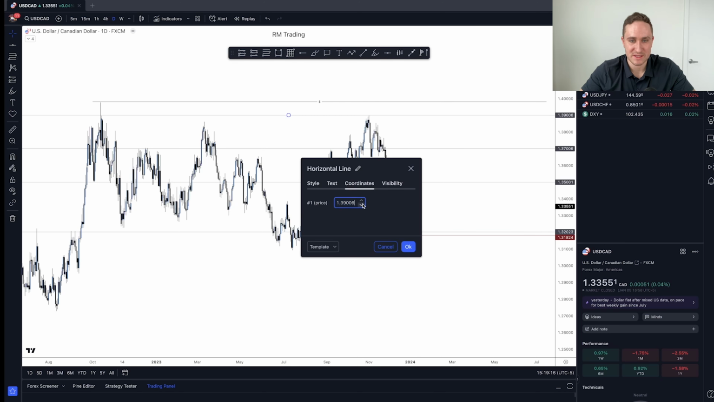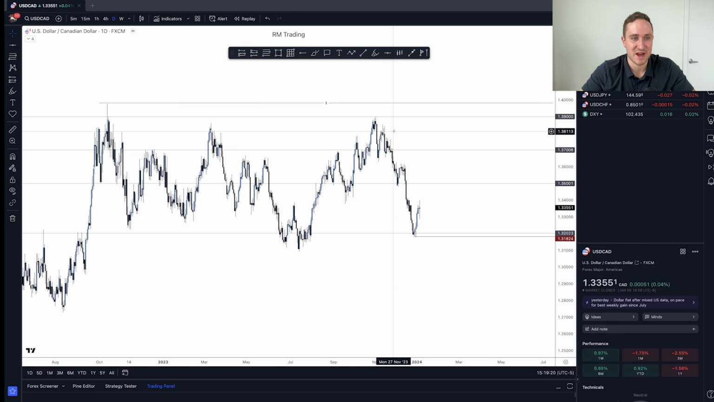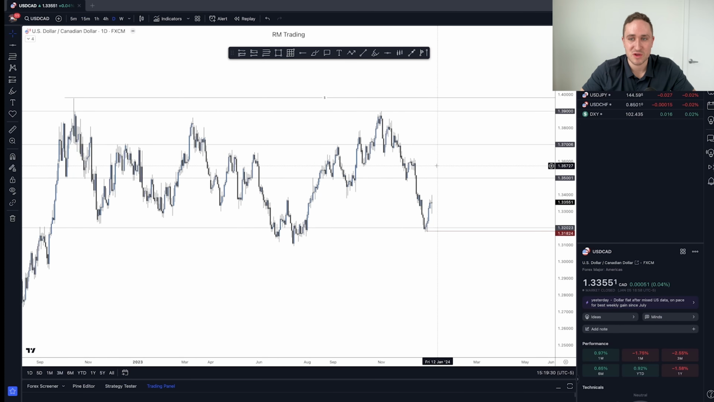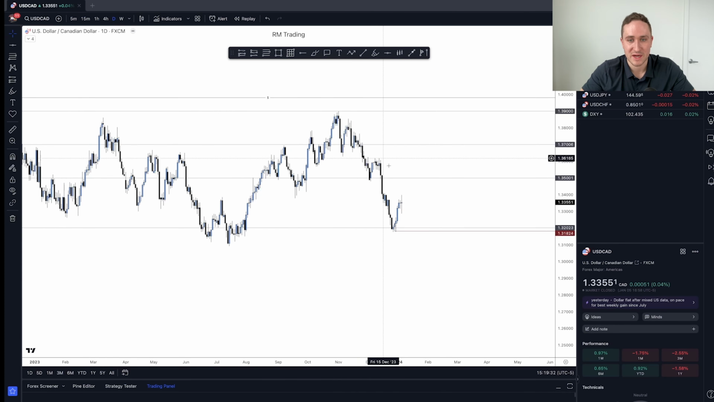Sometimes they are hit to the literal pip and respected. Like if we're looking at 1.39, look at this. Respected this to the T. We sell off. We fail to break it again. We sell off. Here we fail to break it again and we sell off. Then we use 1.37 as support and continue lower. We bounce off of 1.35.